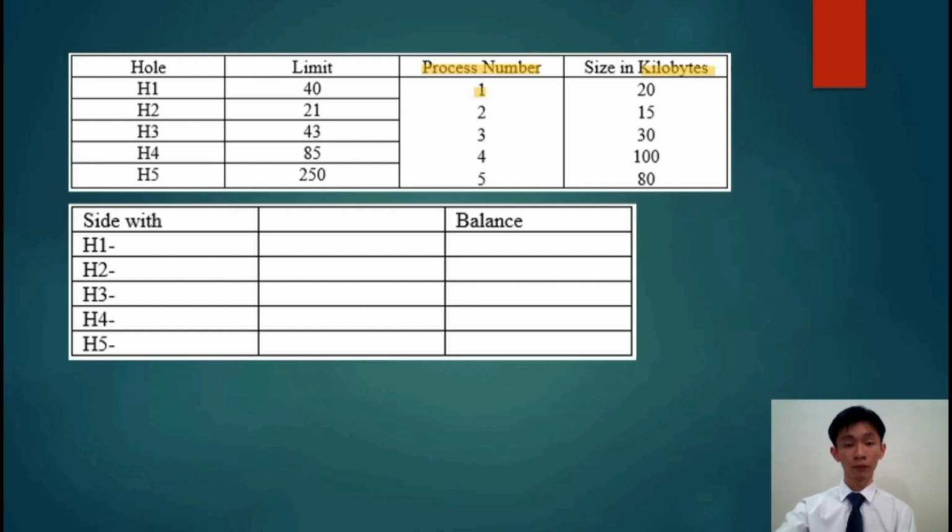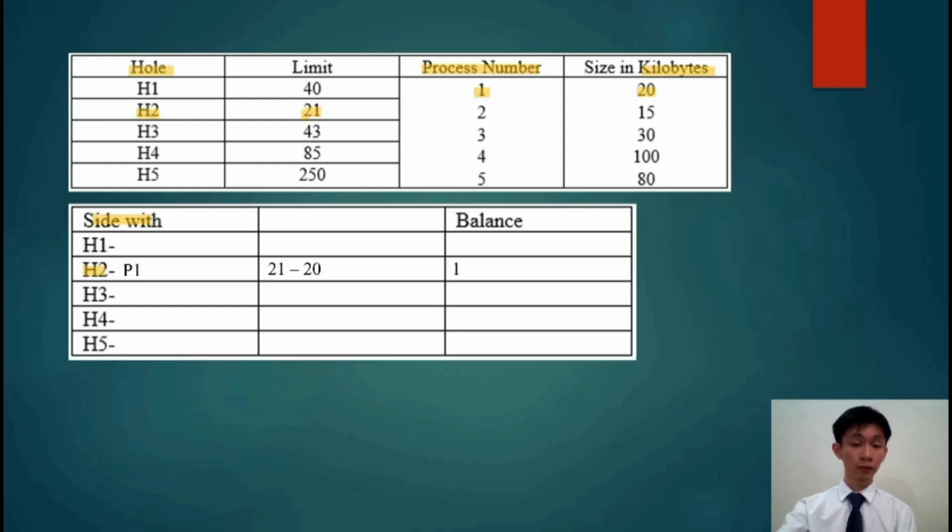For process number 1, P1, with 20 kilobytes, which hole fits best? You see hole 1, hole 2, hole 3, hole 4, and hole 5, and their limits. Which is the best fit for this 20 kilobytes? Hole 2, right? Hole 2 with 21 limit. So hole 2 is the best fit with P1. The calculation is 21 minus 20, and we get balance 1. The smaller the balance, the better the choice for the process.